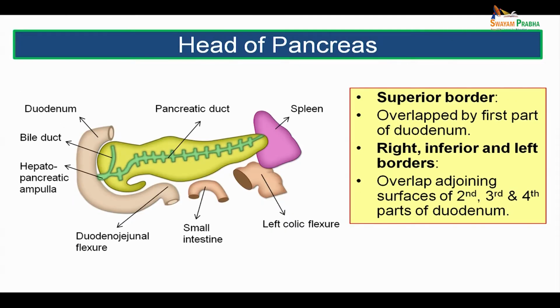The borders. The superior border of the head of pancreas is overlapped by the first part of duodenum. The right, inferior and left borders are related or overlapped by adjoining surfaces of the second, third and fourth parts of the duodenum.